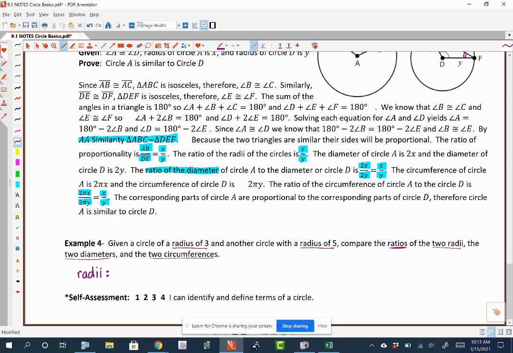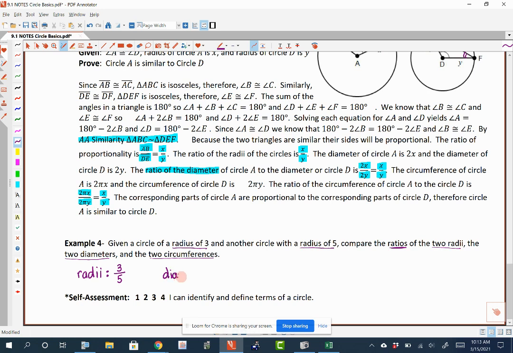Well, it said that the radius of our first circle was 3 and our second circle was 5. Now, it didn't tell me which one had to be in the numerator and which one has to be in the denominator. So if you choose to compare it as 3 to 5, that would be great. If you decide to do it 5 compared to 3, that would also be great. So you could have the reciprocal of what I have.